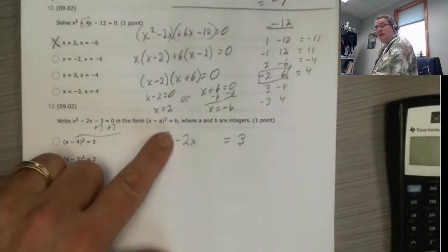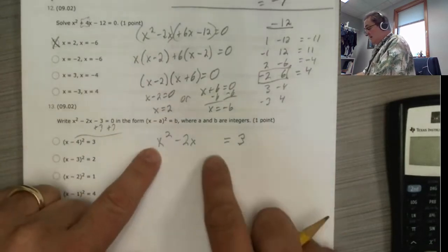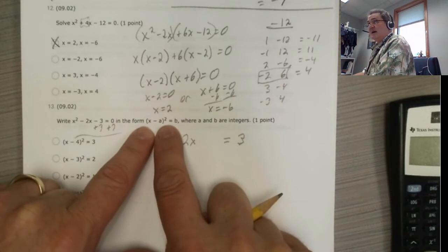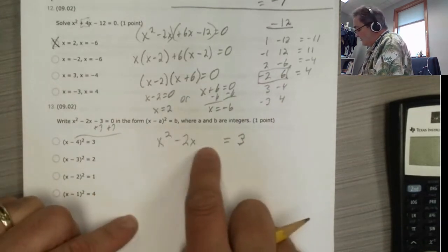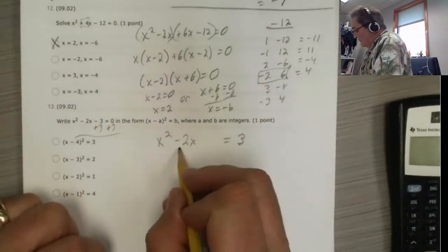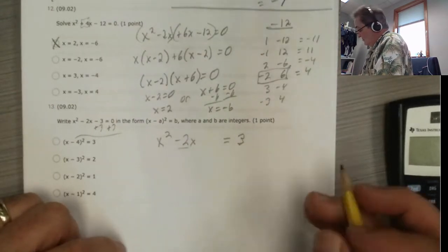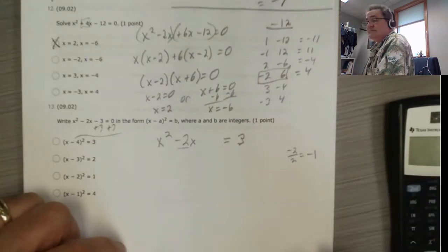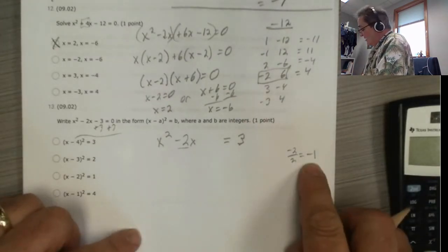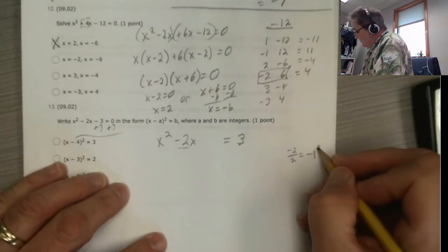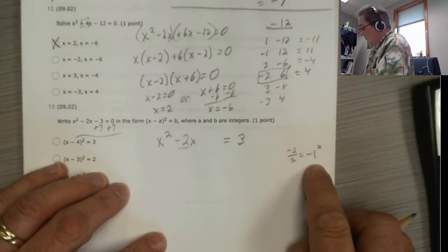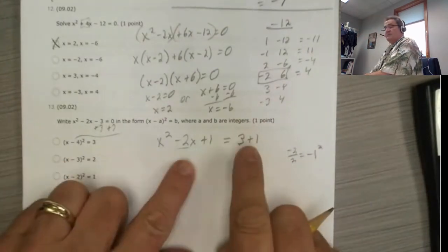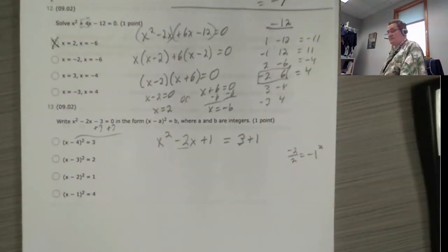Okay, so we're getting closer. We've got the b on the other side. Now we've got to make this into a perfect square, because that's x minus a times x minus a. So how do we make this a perfect square trinomial? We take the middle coefficient and divide it by 2. Negative 2 divided by 2 is negative 1. Then we take the negative 1 and square it. What's negative 1 times negative 1? It's positive 1. So we'll add 1, and then we have to add 1 on the other side. Got to do it on both sides of the equal sign.